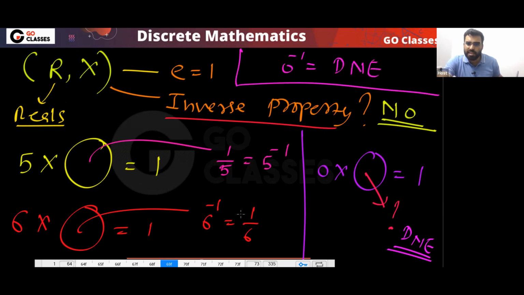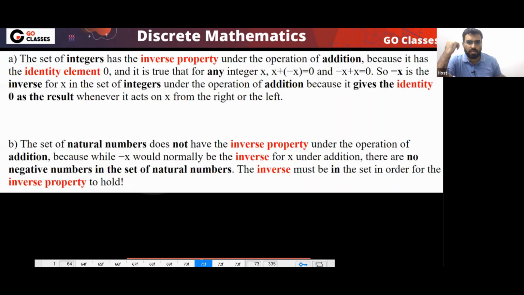For the remaining elements, you have inverse. Like 6 has inverse 1 by 6, but this 0 does not have an inverse. So because some elements do not have an inverse, like 0, the inverse property is not there. This structure has no inverse property. Okay. So this is the idea.